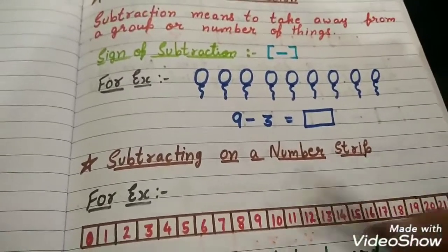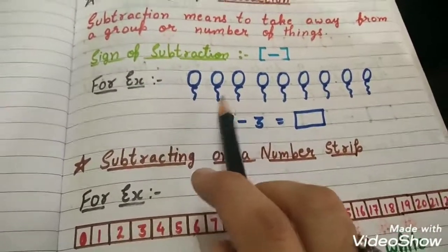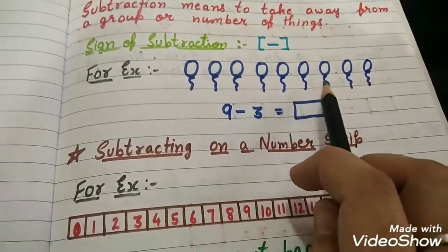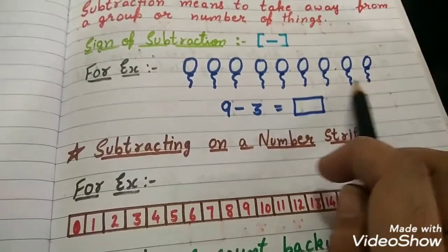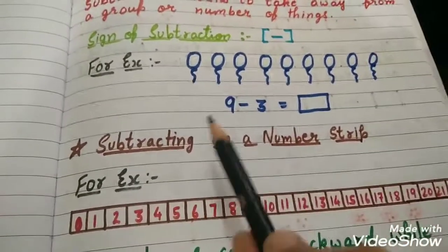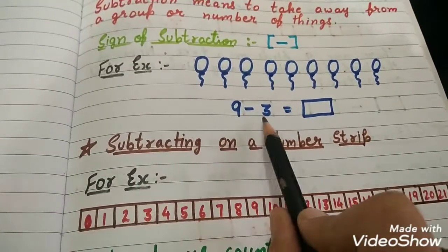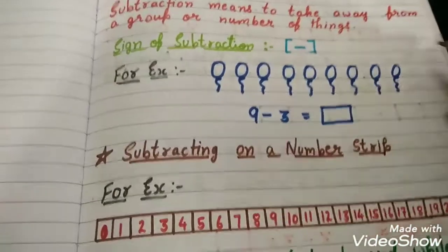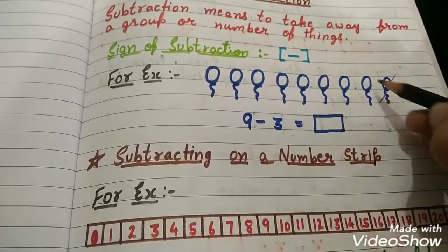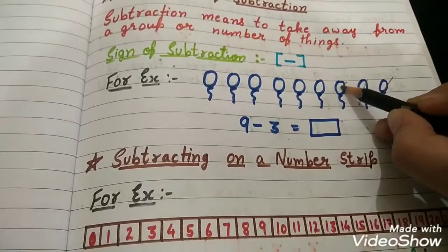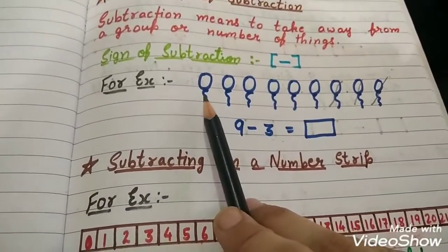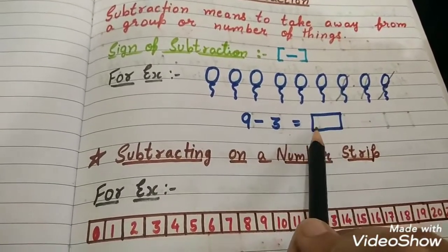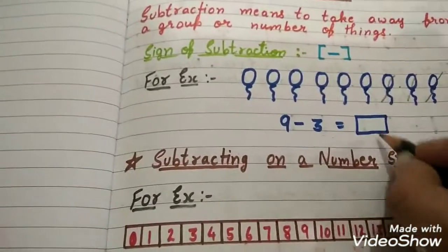For example, we can see here are some balloons. Let's count them. 1, 2, 3, 4, 5, 6, 7, 8 and 9. How many balloons are there? 9 balloons. And here it is written 9 minus 3. We have to reduce 3 balloons from this, right? So let us reduce 1, 2 and 3. Now how many are these? 1, 2, 3, 4, 5 and 6. So our answer is 6.